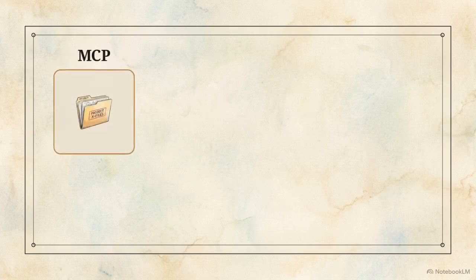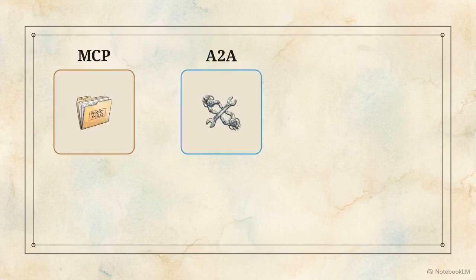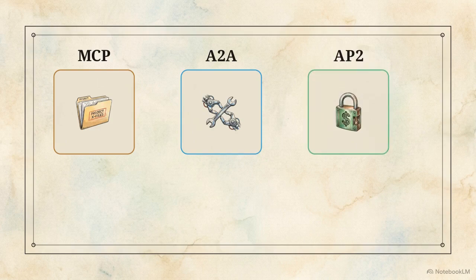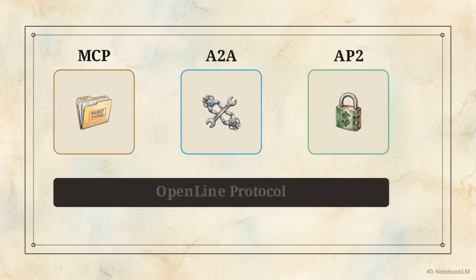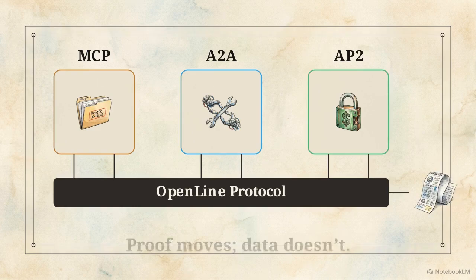This gives us the complete modern architecture for autonomous systems. MCP gives agents tools. A2A lets agents talk. AP2 lets agents pay. OpenLine answers the question the rest of the stack leaves behind: who keeps the receipt? Proof moves, data doesn't.